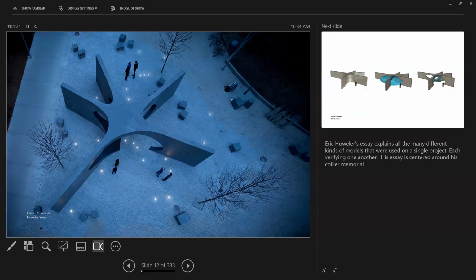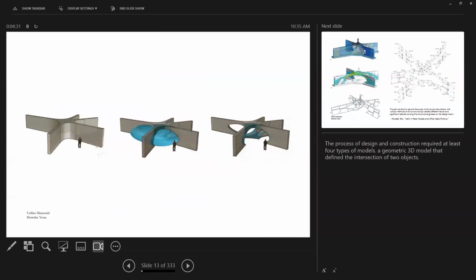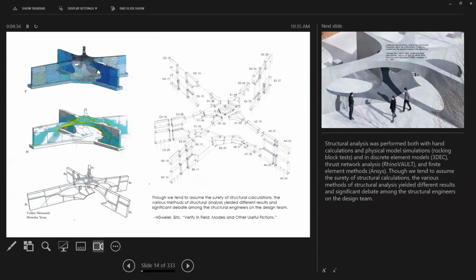He explains all the many different kinds of models that were used in this project. There were 4 different models, and each one is used to verify another. First there's the Rhino model, which defines the geometry. Then there's a structural model, then the fabrication model, and then the real building was also a model that was used to verify the structural calculations. They also performed multiple kinds of structural calculations, hand calculations, physical simulations, digital simulations, in dialogue with each other, and they all yield different results.